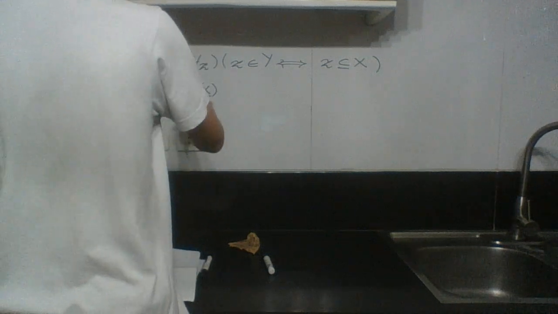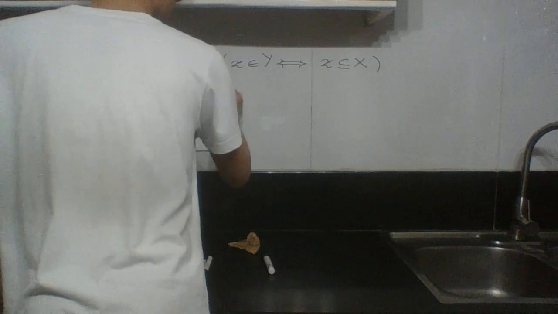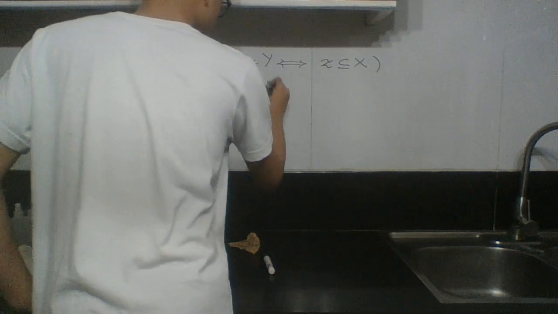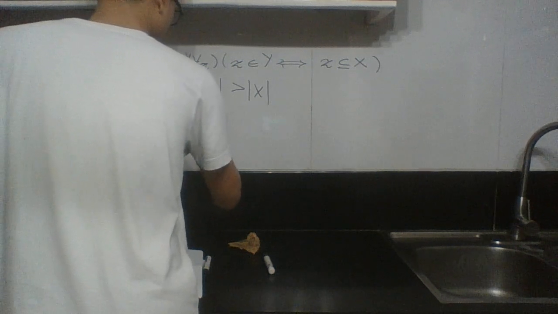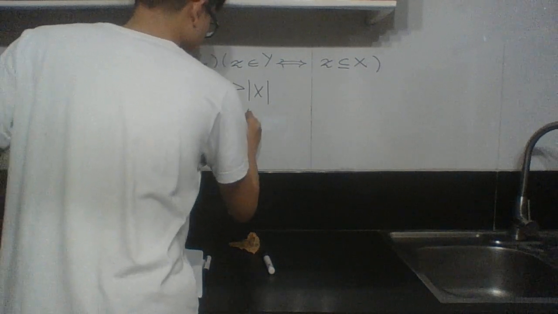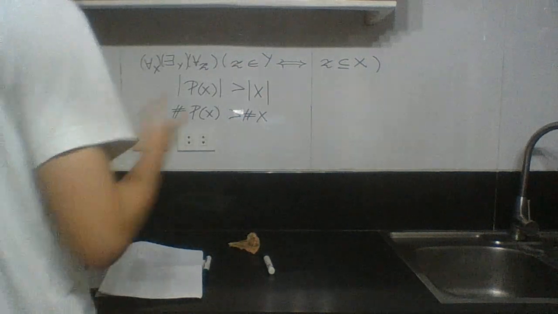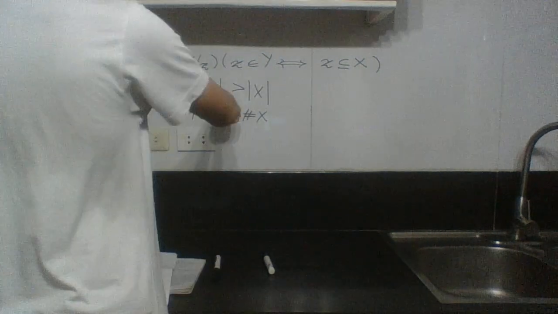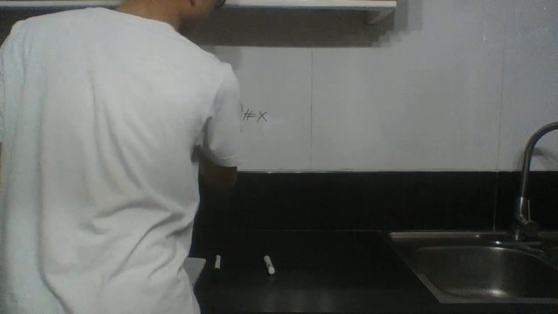Okay, power set of X, its cardinality is bigger than the cardinality of X itself. Or if we use sharp notation, sharp power set X is bigger than sharp X. So that's one thing to note. And this is called Cantor's theorem. I'm not going to prove it here, but it's an important thing to state that the power set is bigger than the set itself.